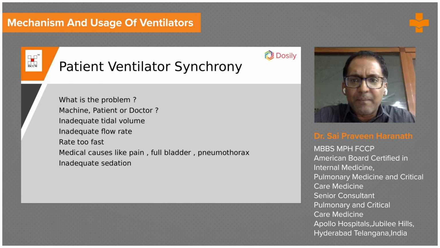So when you have the synchrony issue, meaning the patient and ventilator are having issues, you have to ask the question, did I set the wrong setting? Is there something wrong with the patient, or is there something wrong with the machine? For example, you did not give enough tidal volume and the patient wants more, or you did not allow the air to go in at a fast enough rate, or you set the rate of breathing too fast, or perhaps the patient has a collapsed lung or a full bladder, is having pain, or you're not sedating him enough.